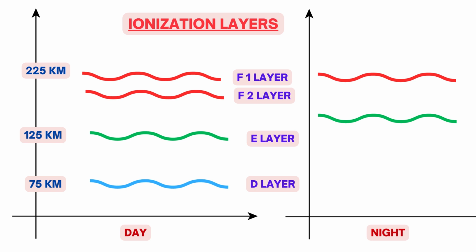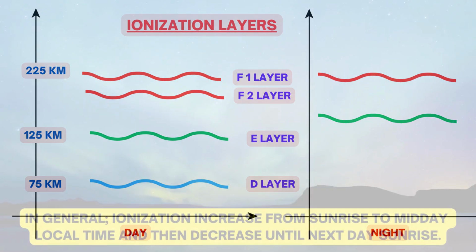The final and highest layer is F layer at an average altitude of 225 km. The F layer splits into two at sunrise, and they are called F1 and F2 layers. And F1 and F2 layers rejoin at sunset and again become F layer.